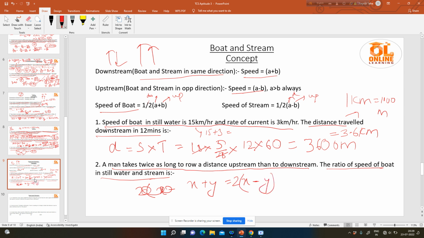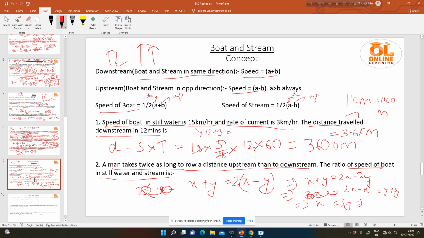So x plus y is equal to 2 to the power x minus y. Now let us solve it. It would be x plus y is equal to 2x minus 2y. Sorry, 2x minus x would be y plus 2y. So x would be equal to 3y.